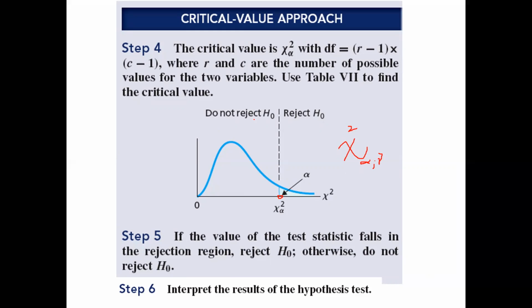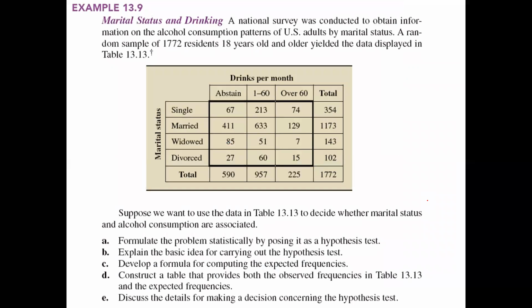That's all for the procedure. Then we have to implement this into one complete example. In this example, we have two qualitative variables. One of them is the marital status, the other is the drinking habit. Drinking habit has 3 levels: abstain, 1 to 60, and over 60. It is categorized. It is not considered as a quantitative variable.